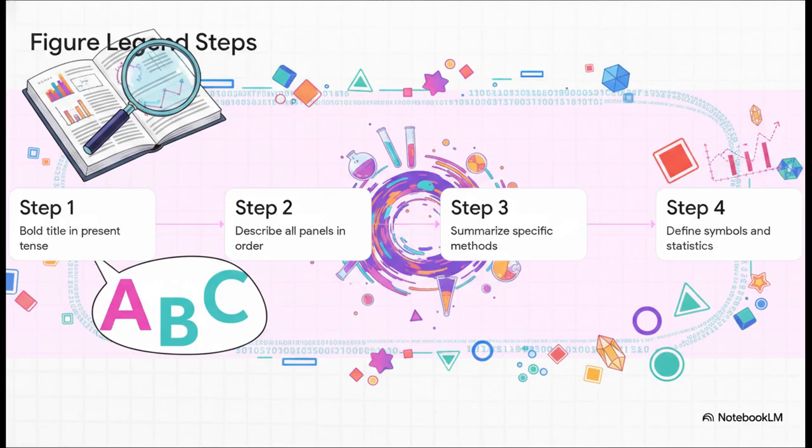Next, systematically walk through panels A, B, and C in order. Follow that up with a highly focused summary of the methods used just for this specific figure. And lastly, leave absolutely zero ambiguity. Define every color, shape, scale bar, axis label, unit of measurement, and clearly state what those error bars actually represent, including your exact N values.